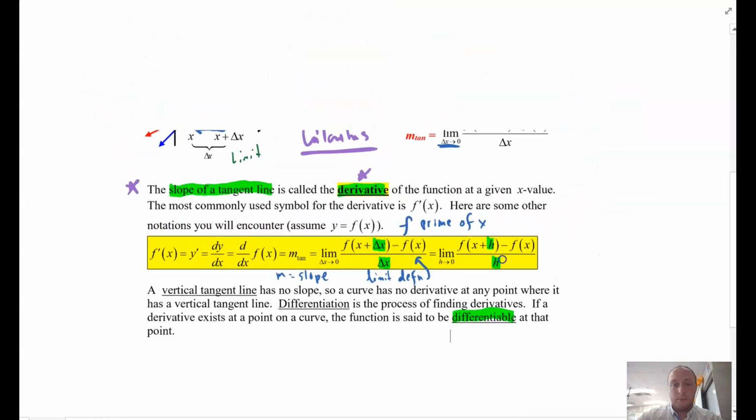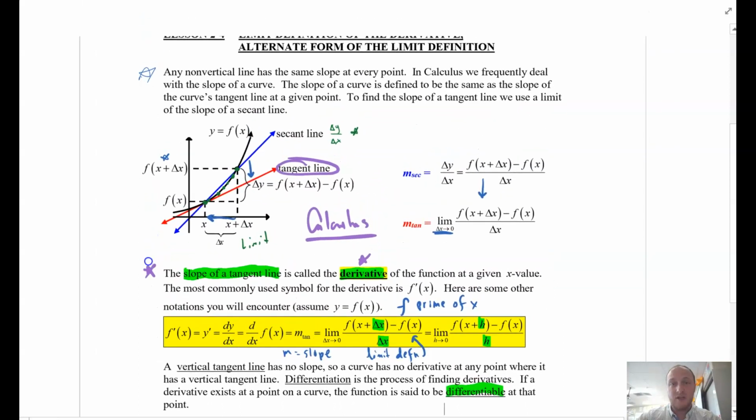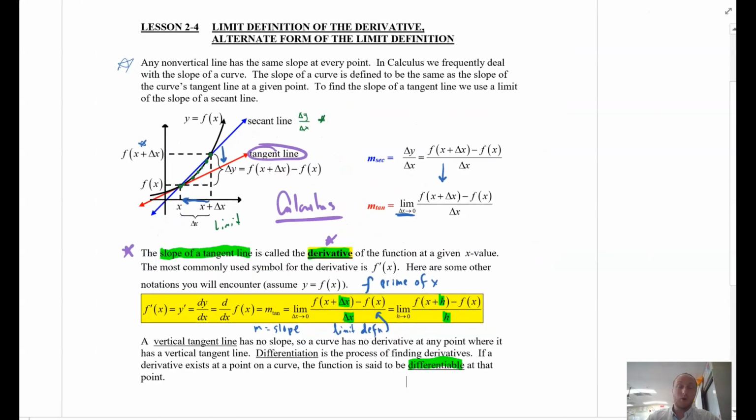So in this video, we just purely talked about the limit definition. This is more of a concept video, the big idea. And then in the next video, we're going to look at some examples using the limit definition. And then a third video will be on the alternate form.